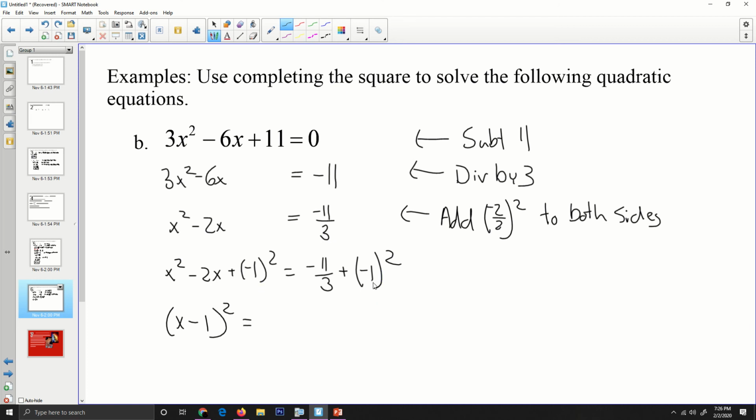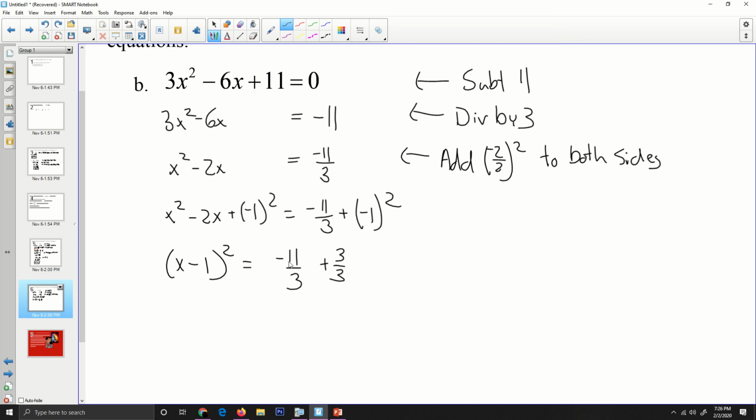All right. And so negative 1 squared is positive 1. And since we have to add it to negative 11 thirds, we have to have a common denominator. So this positive 1 is going to be 3 over 3. And then this will still say negative 11 thirds. So let's simplify this. Negative 11 plus 3 is negative 8 over 3. And then we have x minus 1 squared.